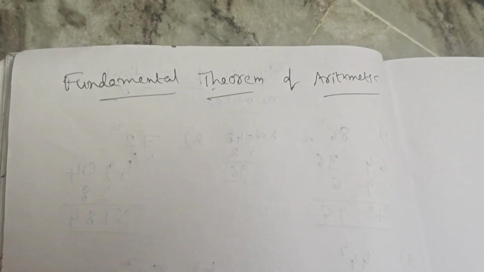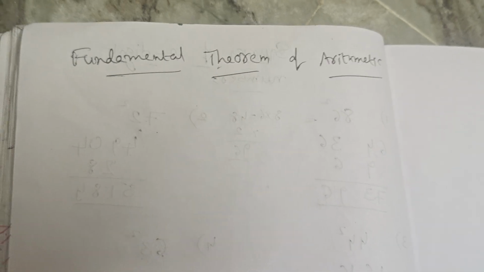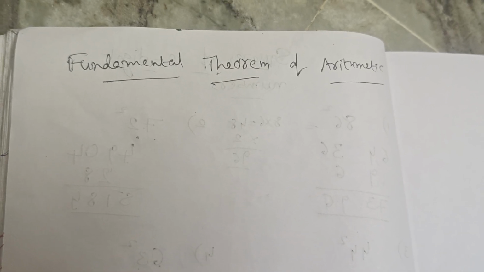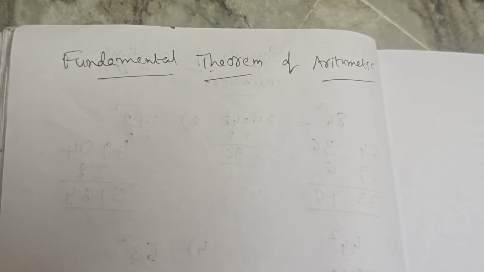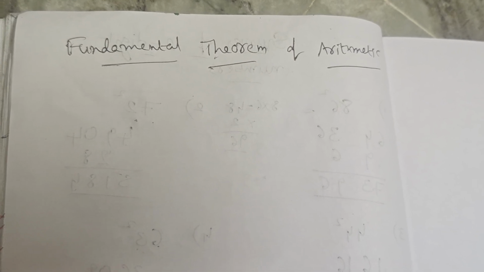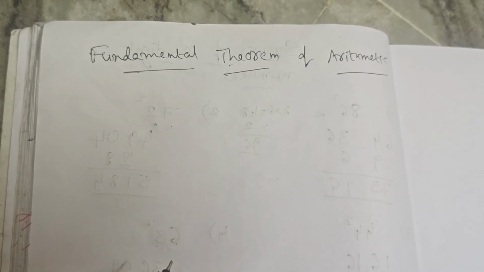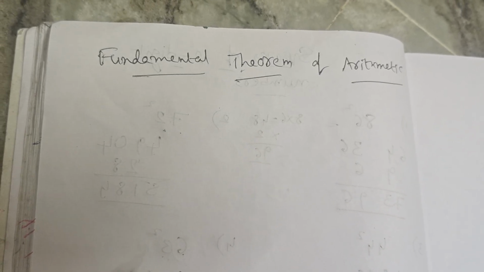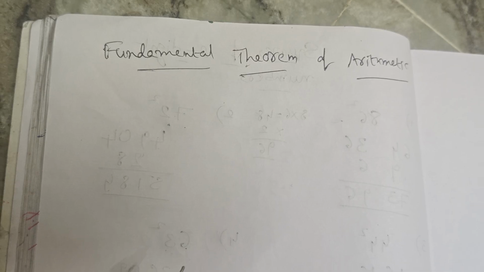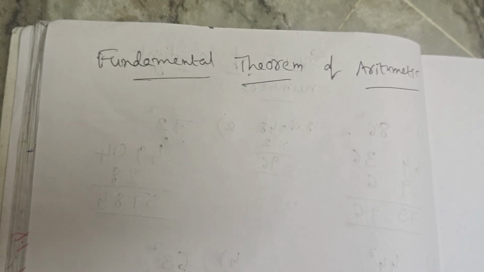Hello children, today we are going to discuss the remaining sums of exercise 1.2. Before going to that, we have to know what the fundamental theorem of arithmetic is. What is the fundamental theorem of arithmetic? Every composite number can be expressed as a product of primes in which the prime factorization is unique apart from the order in which they occur.